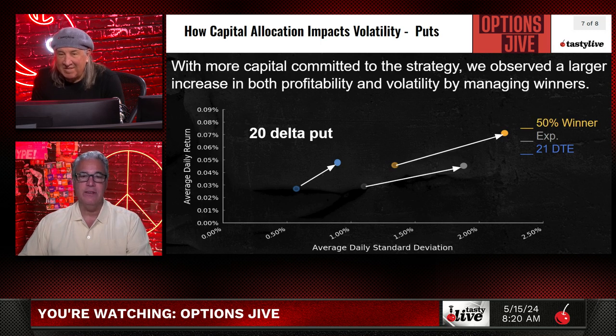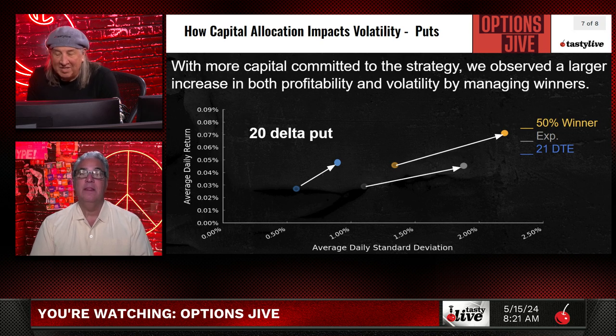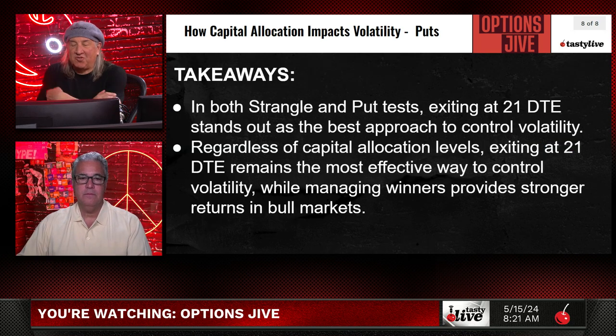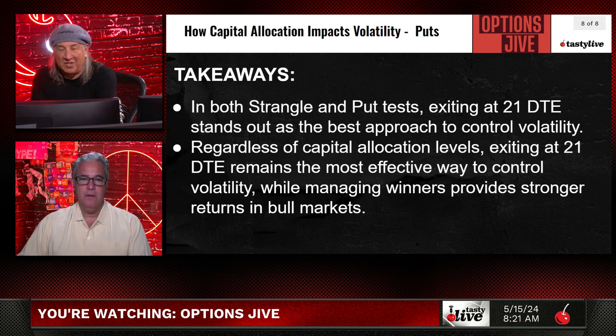Here's a good reason. So with more capital committed to the strategy, we observed a large increase in profitability and volatility by managing winners. Everybody made more money. By managing early, we had less volatility while making more money. And that's all. Less volatility in the portfolio's P&L, right? Yeah, exactly. Got it. In both the strangles and the put tests, exiting at 21 DTE stands out as the best approach to controlling volatility.